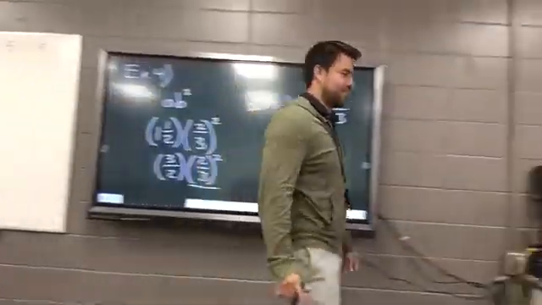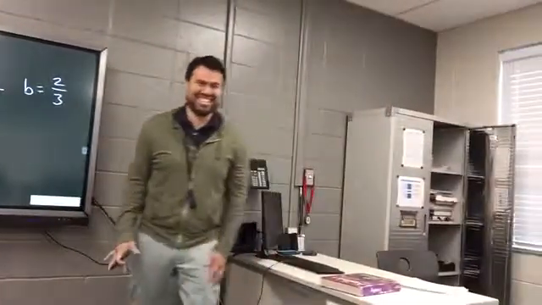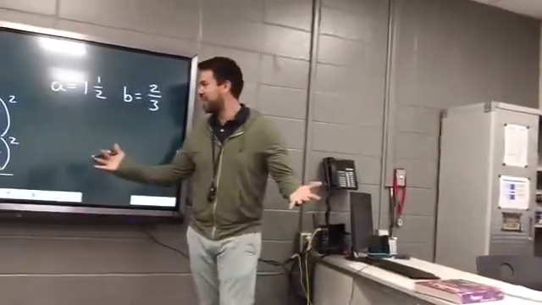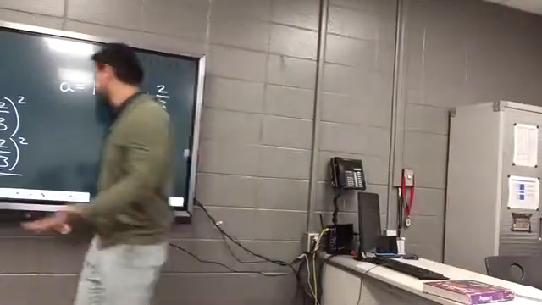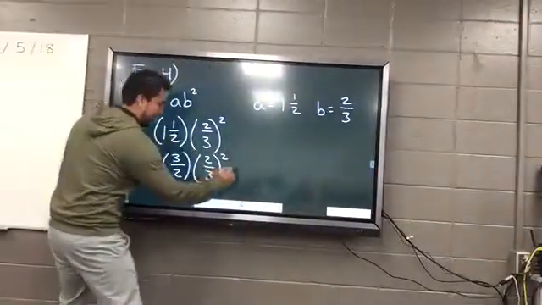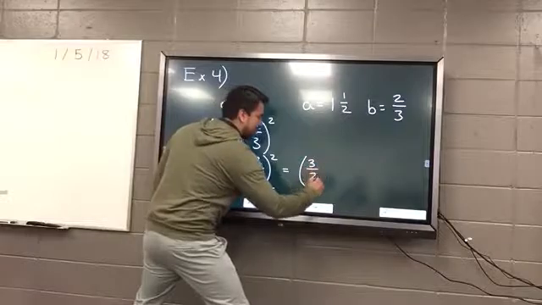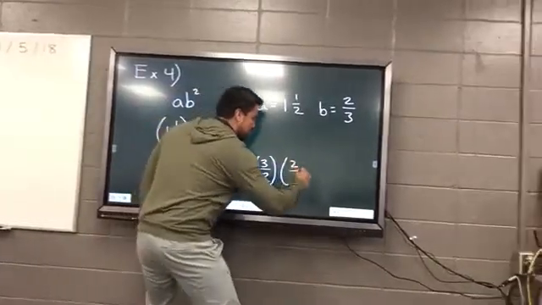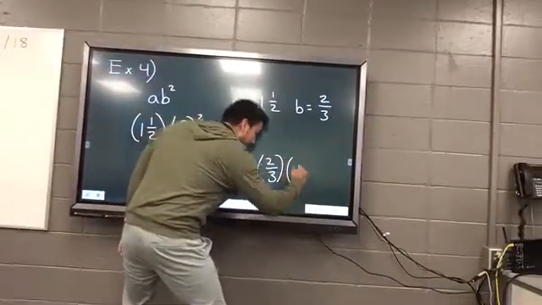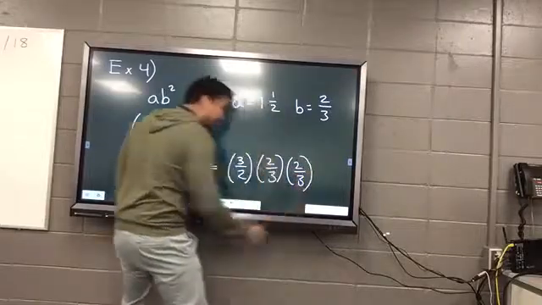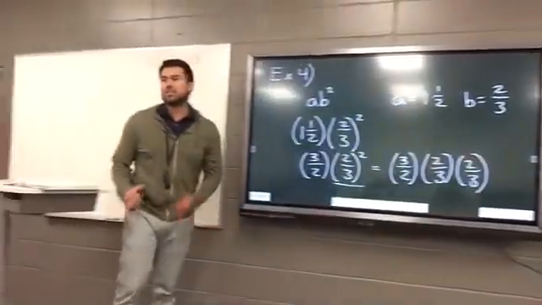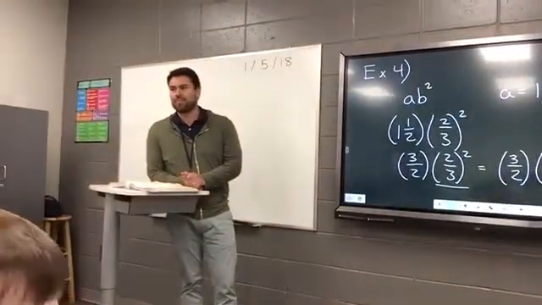Parker, what do you do? 2/3 times 2/3. Wait. Yes. This right here equals, so I'm going to rewrite it, 3/2 times 2/3 times 2/3. Isn't that what it means? So it's just a big multiplication problem.